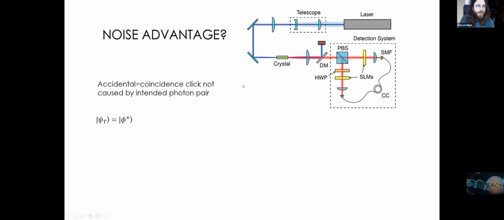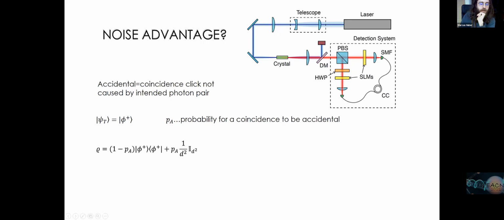A very common narrative in this respect is an advantage with respect to noise. So let's do a very simple thought experiment where we think about an ideal source creating a maximally entangled state in d dimensions, a phi plus state I call it, and at the same time other influences like dark counts, environmental photons, and others create coincidence clicks in our two detectors that are not caused by the maximally entangled state of the source, but by a confluence of random photons in the background or random dark counts, and this is what we call an accidental.